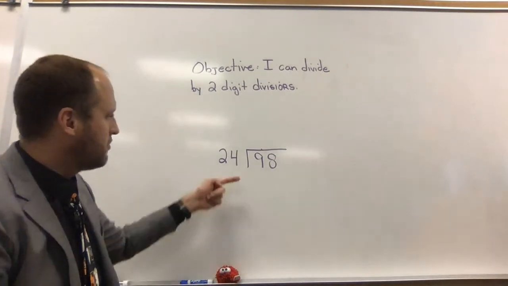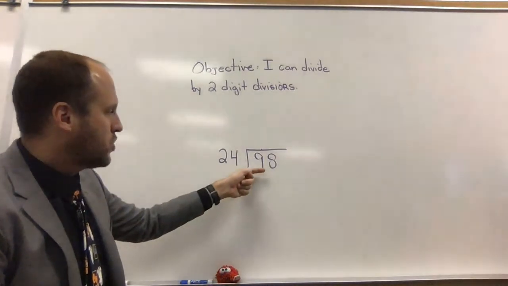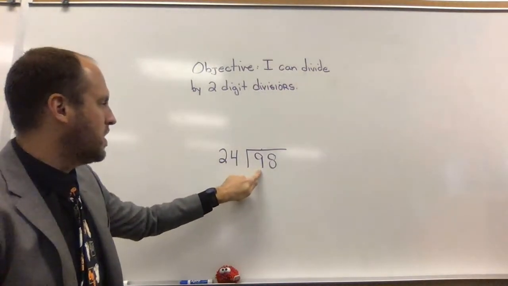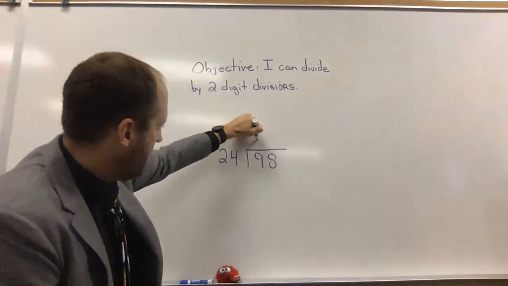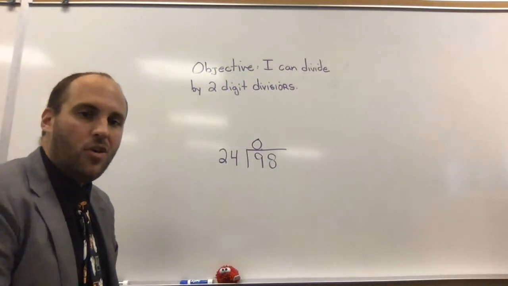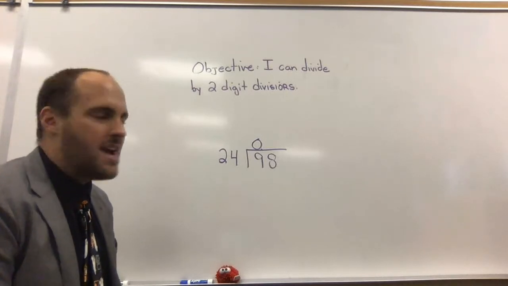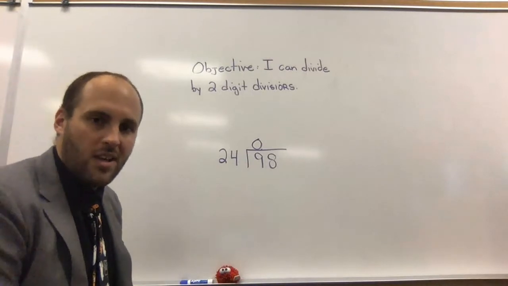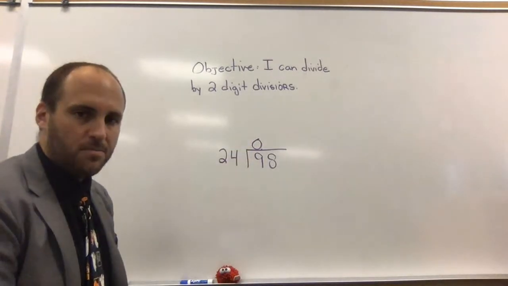So if you notice here, we have 24, and we're trying to get it into 9 tens. There's no way we can get one group of 24 out of 9. So the first step here is putting a 0. If you forget to put that 0, you're going to get really confused and you might end up dividing or bringing down other things that you've already used. So always put that 0 there.